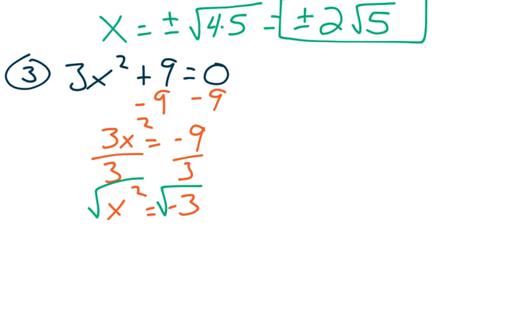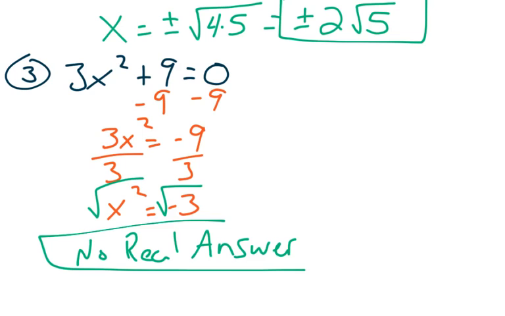So when you get the square root of a negative number, this is not possible. So your answer here is, well, there's no real answer. No real answer. Okay? Or you could put not possible or something. So your answer for number 3, actually, there isn't one. No real answer is what you would put for a problem like that.